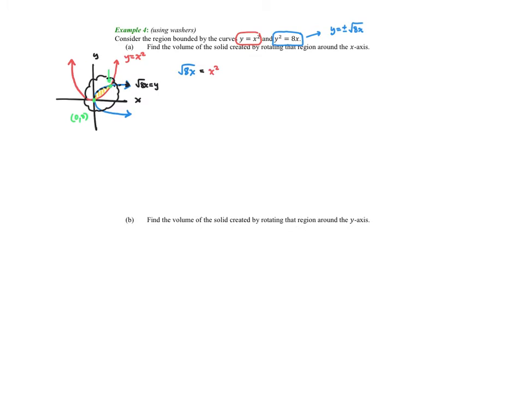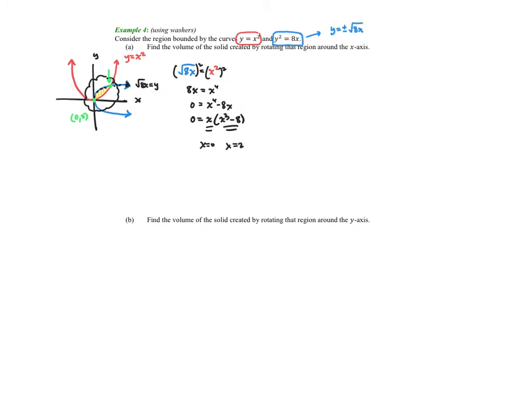So likely what I would do here to solve is I would square both sides. So I would get 8x is equal to x to the 4th. Bring everything to one side. That'd be x to the 4th minus 8x. I'm going to pull out an x. That leaves me with x cubed minus 8. So it tells me that these functions intersect at two values, at x equals 0 and at x equals 2.